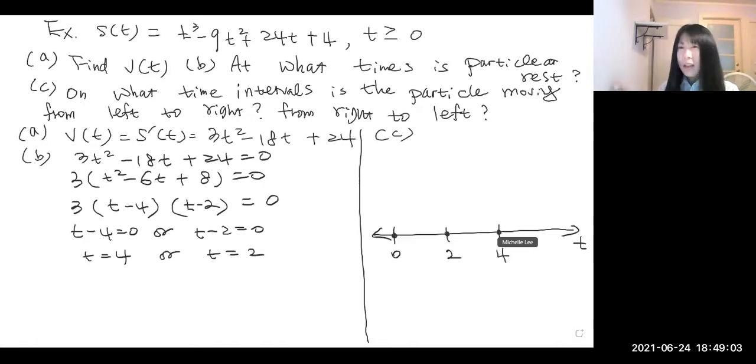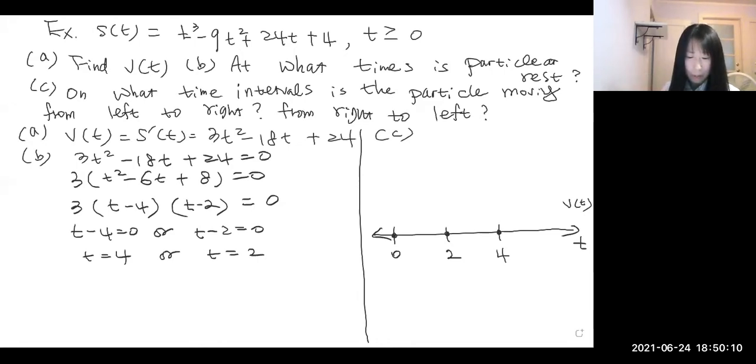Now, we're gonna analyze v of t. So just plug in t between 0 and 2. What number would you like to pick? 1. So plug in 1 there. Is it positive or negative? We can just use t minus 4 and t minus 2, right? So t minus 4 is negative, and t minus 2 is negative. Two negatives is positive. I'm using the factored form, t minus 4, t minus 2, right?